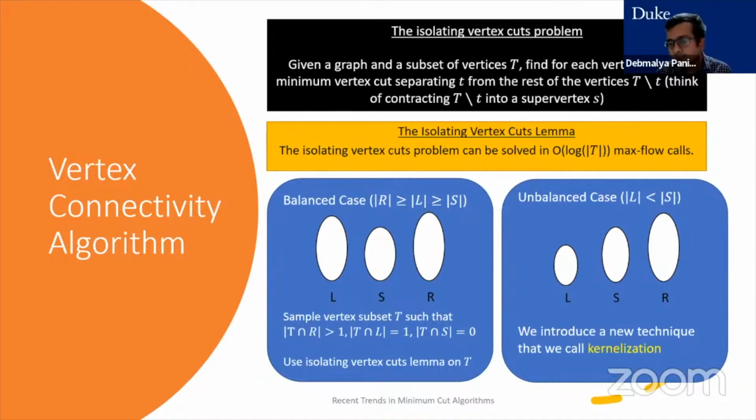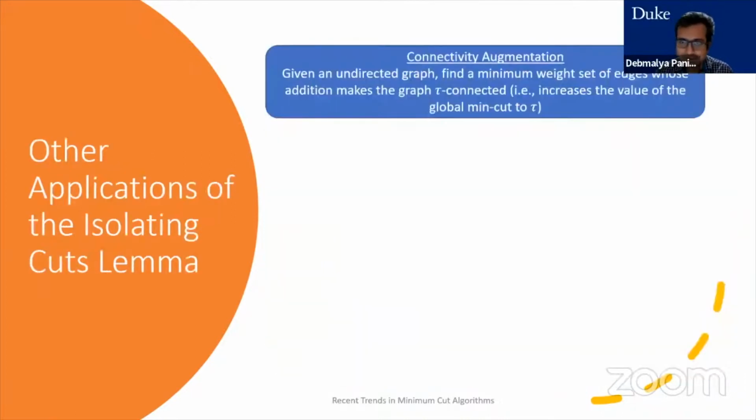But what I wanted to illustrate is that at least for one of these two cases, even for the vertex connectivity problem, the isolating cuts lemma is crucial. Okay, so that's one problem. There are other problems where this has been used. One other problem where this has been used is what's known as connectivity augmentation.